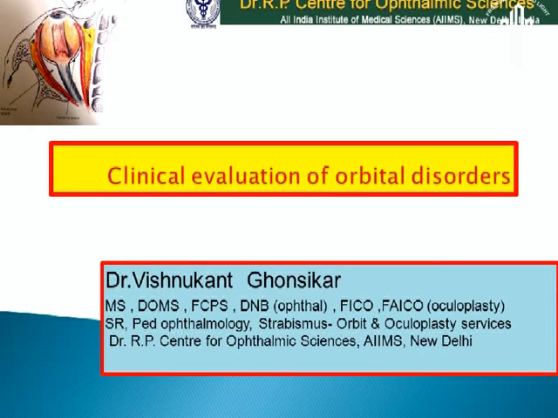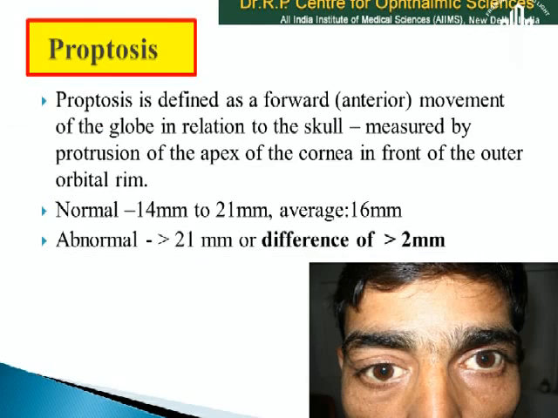Would ultimately, all the patients will present as a proptosis. And what is proptosis is, it is a forward movement of the globe in relation to the skull, measured by protrusion of the apex of the cornea in front of the outer orbital ring. Normally, the protrusion would be around 14 to 21 millimeter, and an average being 16 millimeter in Indian eyes.